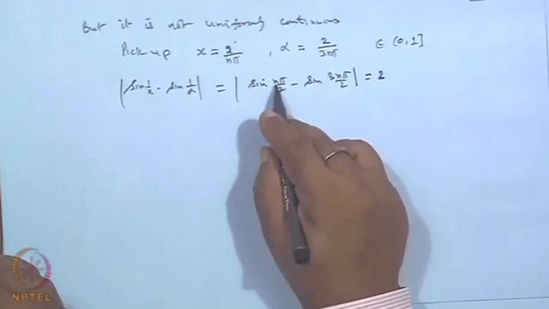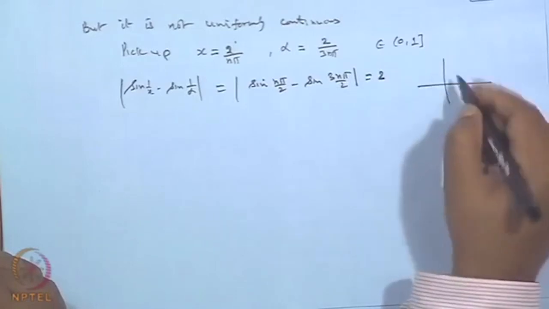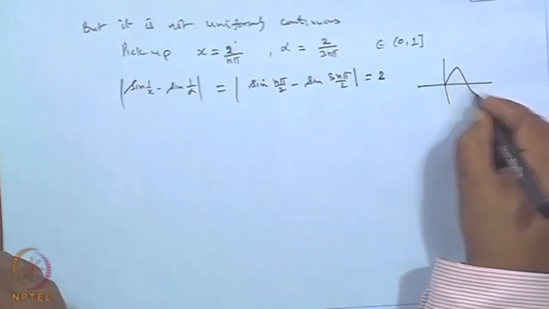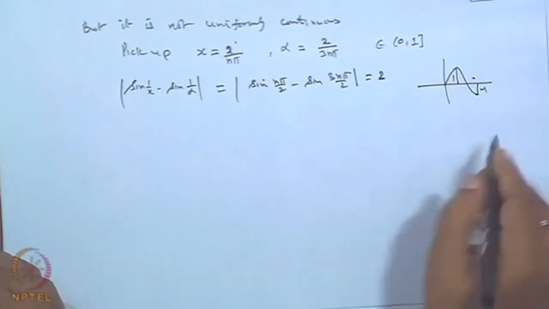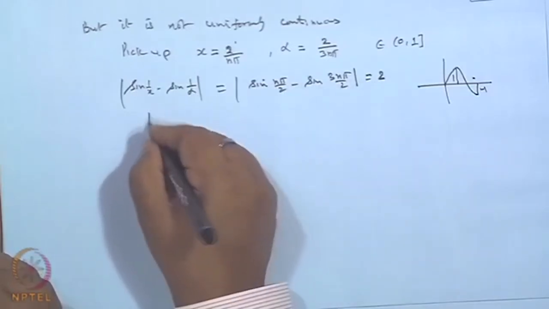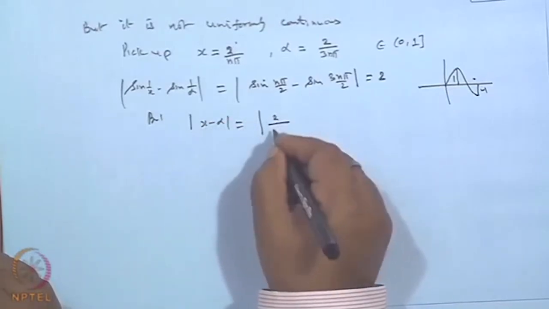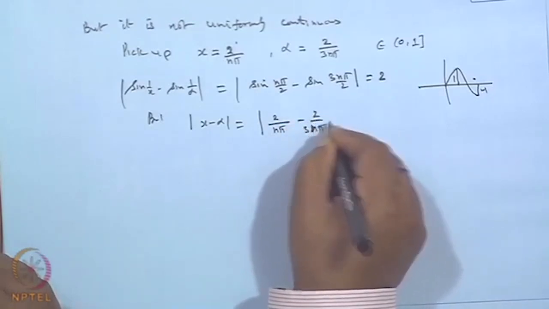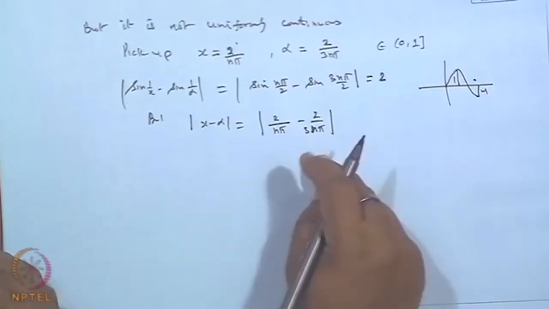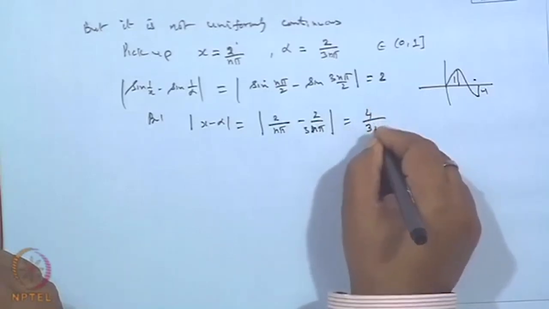So, when you choose the values of n, the value will come out to be 2. Because for n equal to 1, sine pi by 2 is 1, but sine 3 pi by 2 is minus 1. So, when we subtract, we get the value 2. But mod of x minus alpha is equal to 2 over n pi minus 2 over 3 n pi. This will be equal to 4 over 3 n pi.